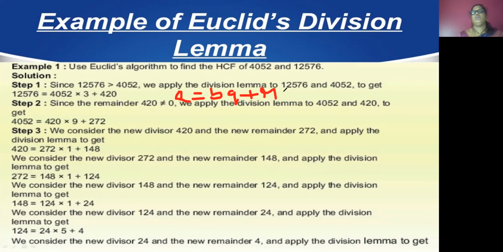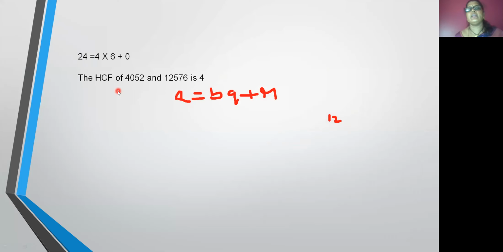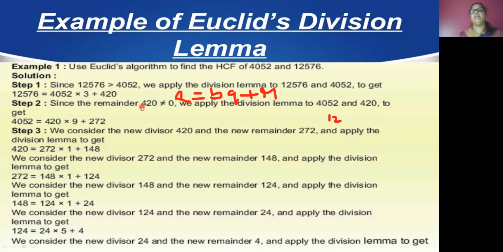What is A here? 12576. When we divide 12576 by 4052, how many times can we divide? We can divide 3 times. And what will the remainder be? 420. 420 will be the remainder. Now you have to take 4052 as the new dividend. Step by step, what we learned, we are going to do here using Euclid's division lemma to find the HCF of two numbers.